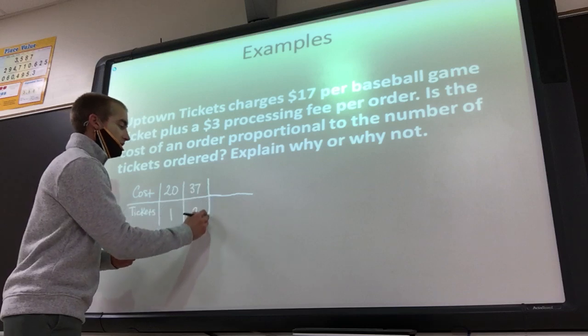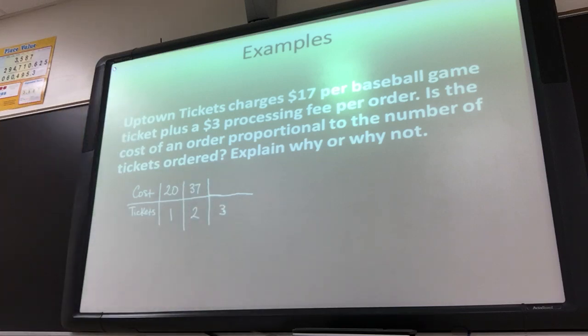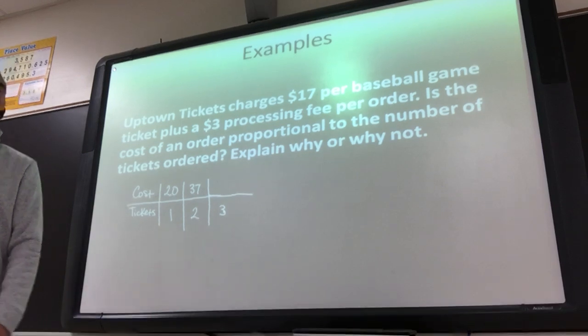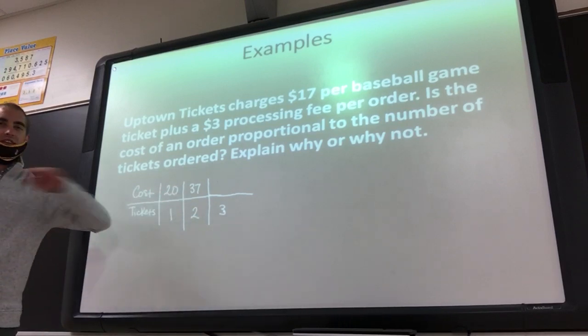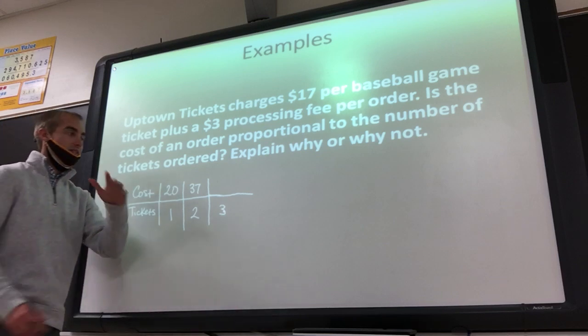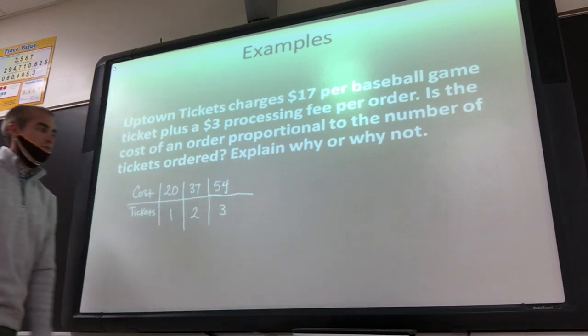So let's look at 3 tickets. Because your parents said you got to take your little sister too, and you're upset, and you also have to pay for her ticket. I don't know why you'd be at a baseball game with your little sister, because she's probably just going to annoy you and take all your money, right? But if I get 3 tickets, it's not 60. It'd be 54, right? 17 times 3 is 51, plus another 3 is 54.